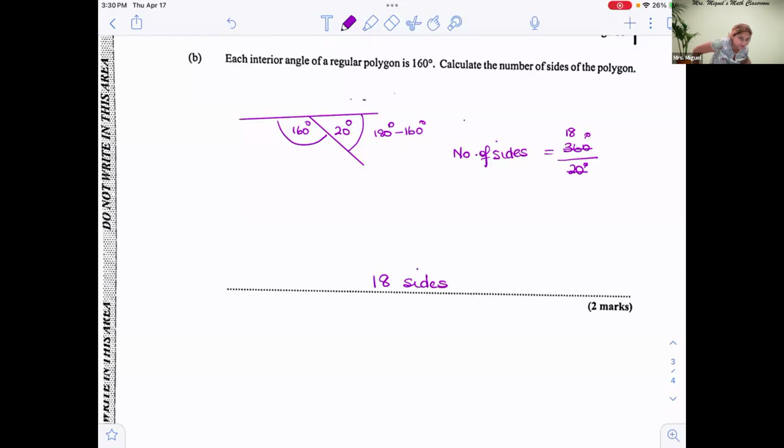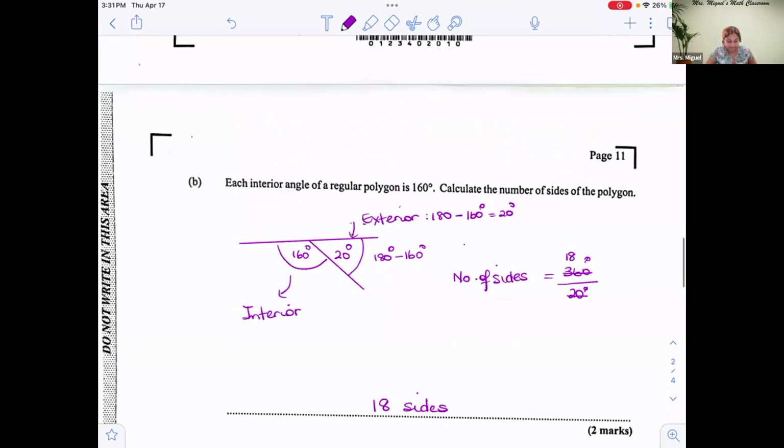So just be mindful that if you are given the interior angle, then to find the exterior angle, you take it away from 180. 180 minus 160, and that will give us 20 degrees. To find the number of sides, you need to divide 360 by the angle and you will get your answer.